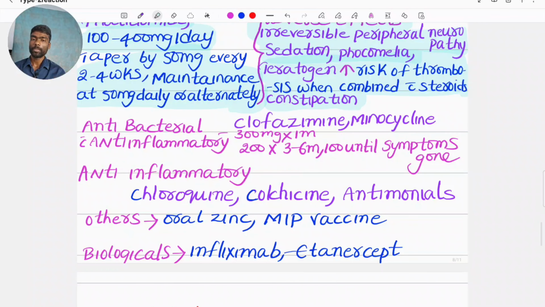Antibacterial with anti-inflammatory properties: clofazimine, minocycline. Coming to dosage of clofazimine, 300 mg for 1 month. Then taper by 100 mg. 200 mg for 3 to 6 months. Then taper by 100 mg. We will maintain on 100 mg until symptoms resolve. Once the symptoms are gone, we can stop clofazimine.